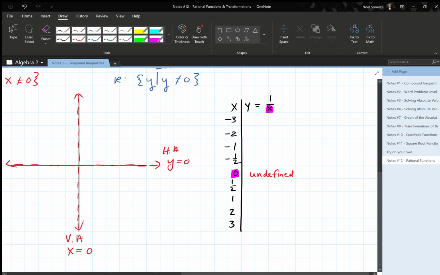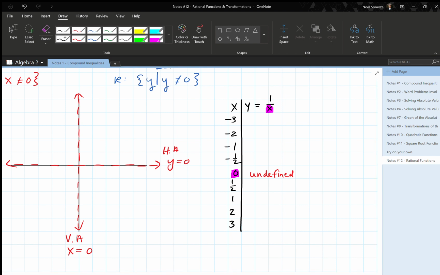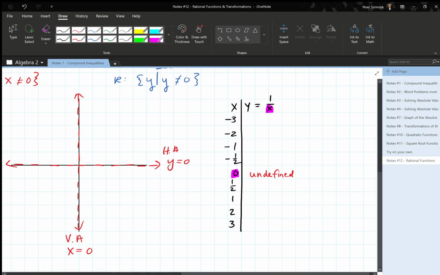Okay, it's just not possible. Now let's do the rest with the rest of the values. If I take -3 and plug it in for x, that just converts the fraction into 1 over -3. Then if I take -2, it's going to be -1 over 2. I plug in -1. Well, -1 over 1 is just -1. And then I can take 1 divided by -1/2.